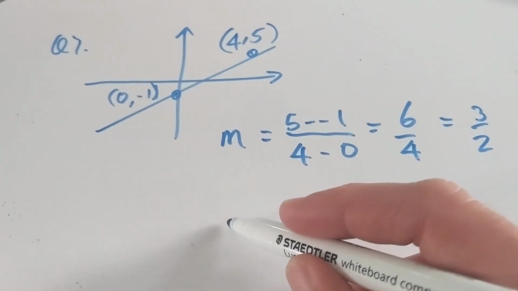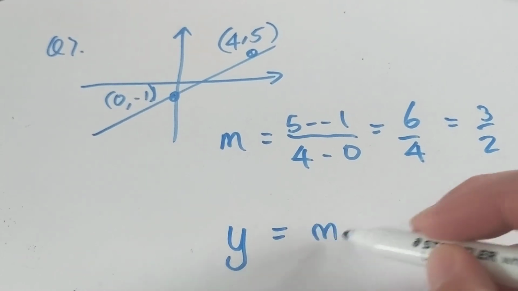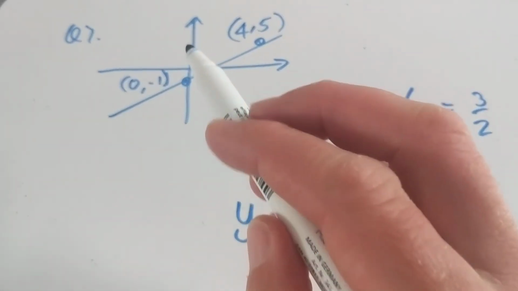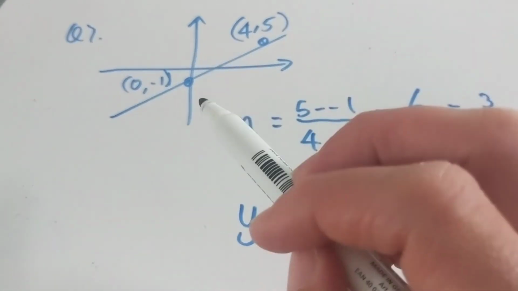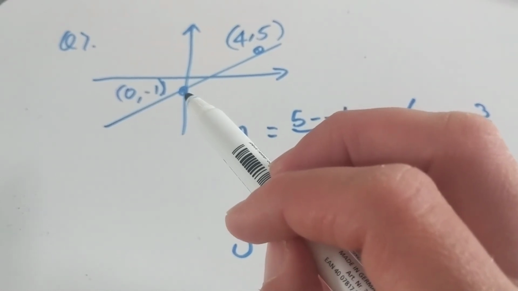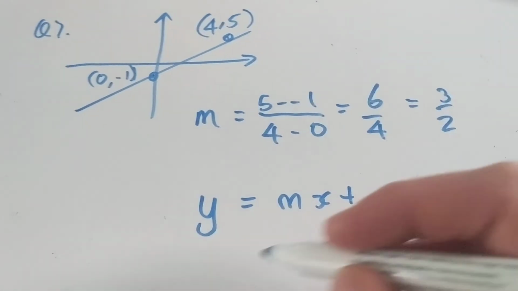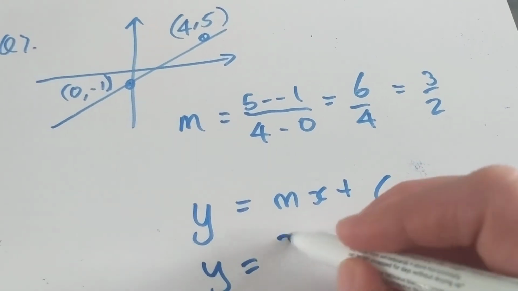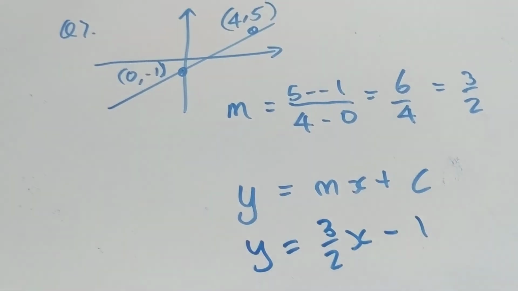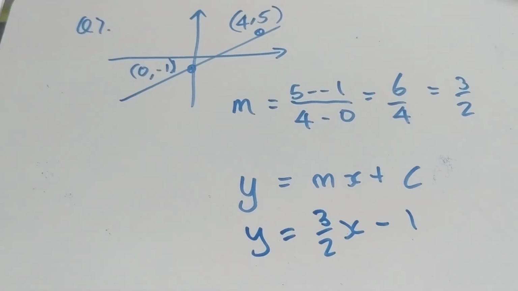Now you get two equations for the straight line. The easier one is y equals mx plus c. You can use that if you know the y-intercept of the line. So where does it cross the y-axis? It tells you there. That is 0, minus 1. So it crosses at minus 1. So it's y equals the gradient x, so 3 over 2 x, crosses at minus 1, so it's just minus 1. That's question 7.